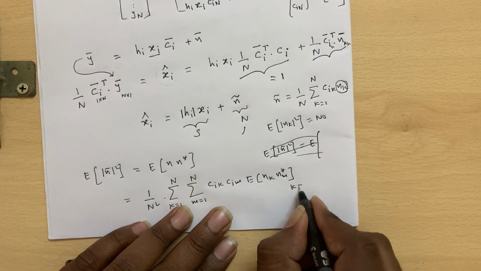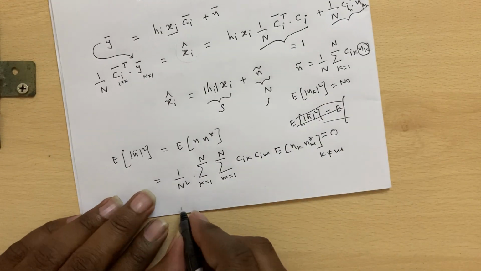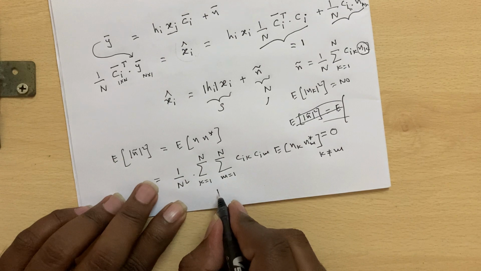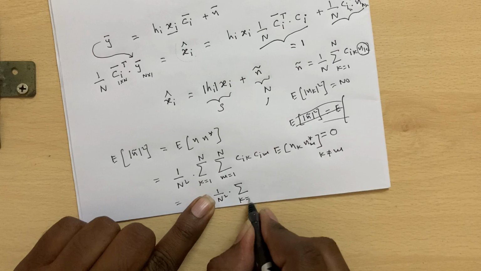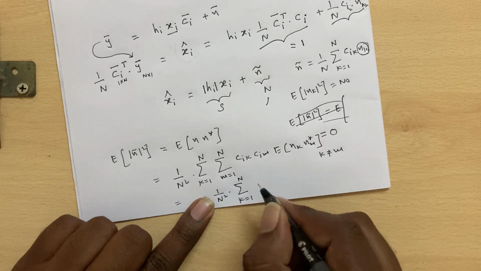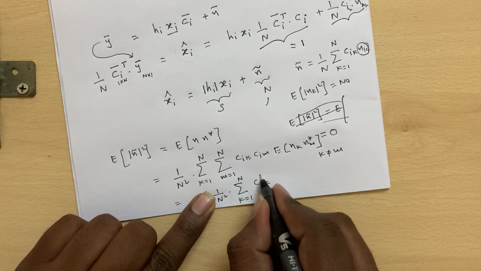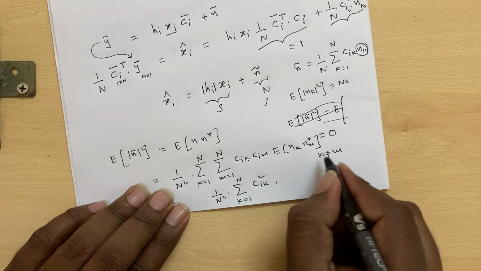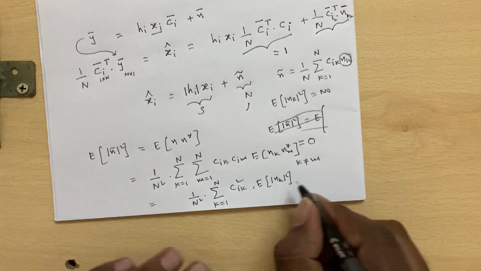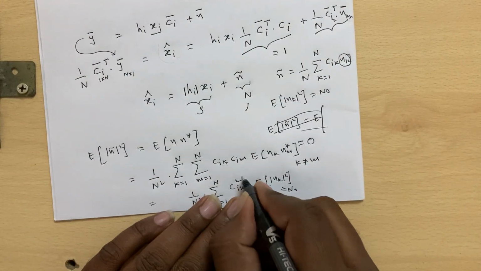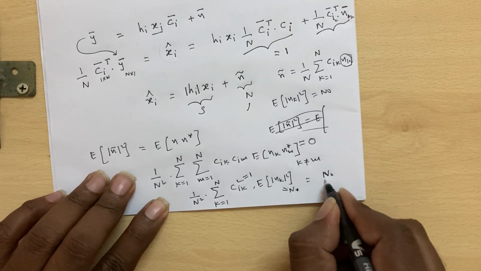So if k is not equal to m, this value will be equal to 0, and so the summation reduces to only k equal to m. Then it is 1 by N square into the summation of k equal to 1 to N, and C_ik square, since k is equal to m, into the expectation of mod n_k square. Since this is equal to N0 and C_ik square is equal to 1, you will get here N0 by N.